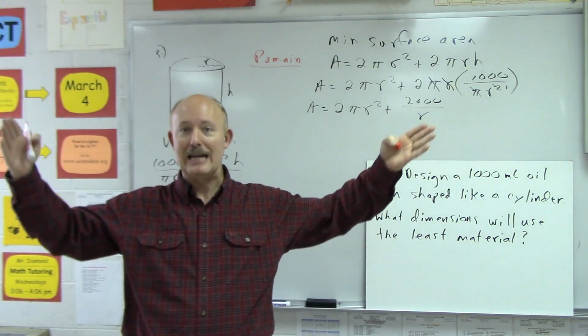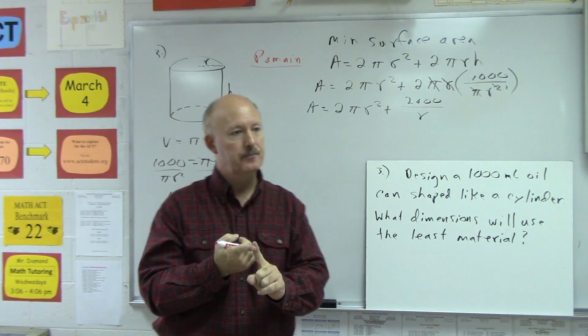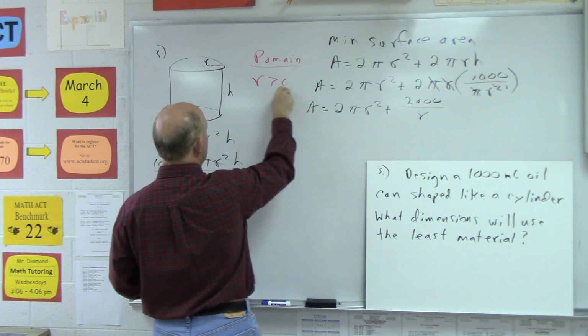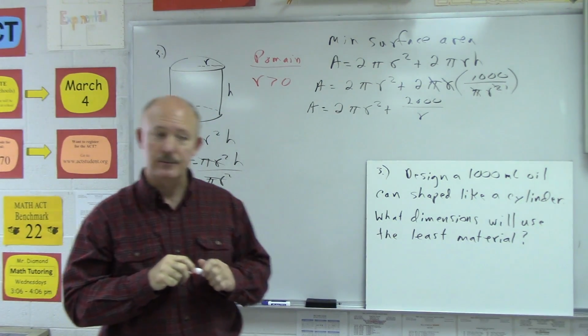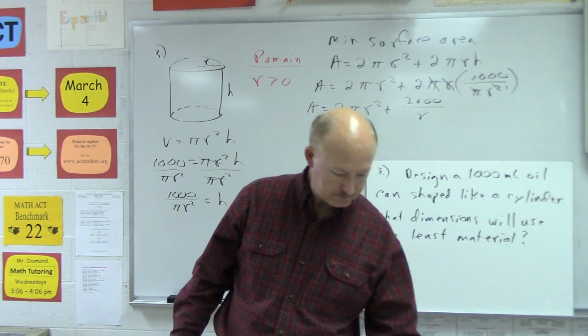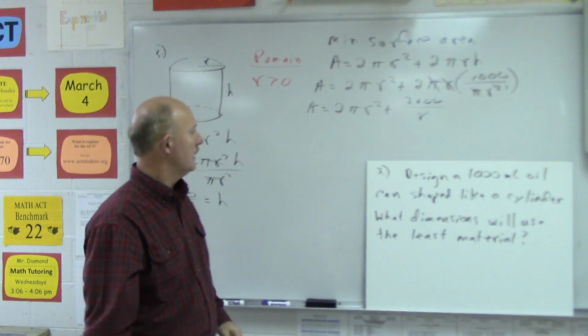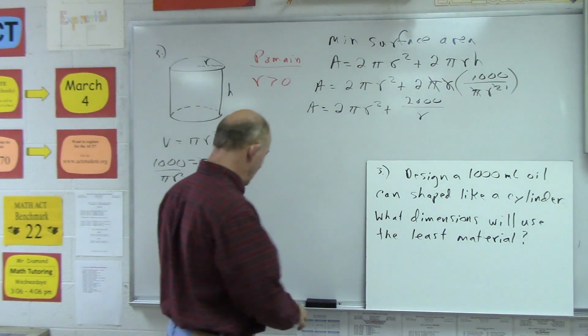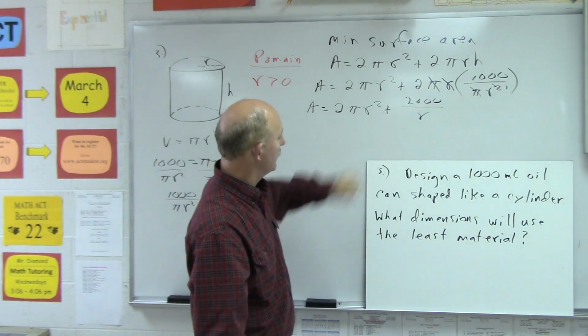The radius can be as big as you want. It can't be negative, and it can't be 0. We'll say the radius has to be greater than 0. That's going to be our domain. It just has to be bigger than 0. That's it. All right. Now let's see if we can take the derivative of our surface area formula.